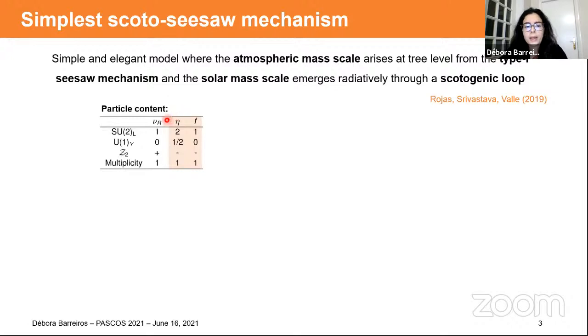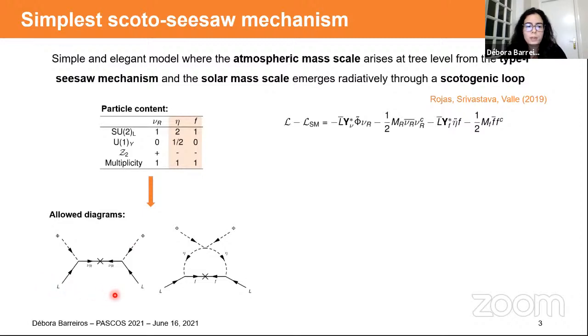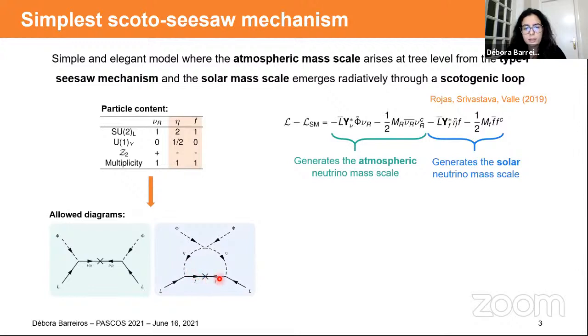They did this by introducing a standard singlet right-handed neutrino to the standard model, along with two other dark particles, a scalar doublet eta and a fermion singlet F. Both these particles are odd under a dark Z2. Because of that, we have the following allowed diagrams for neutrino masses. As you can see, the exchange of right-handed neutrinos at tree level will generate the atmospheric neutrino mass scale, while the radiative exchange of eta and F, our dark particles, will generate the solar neutrino mass scale.